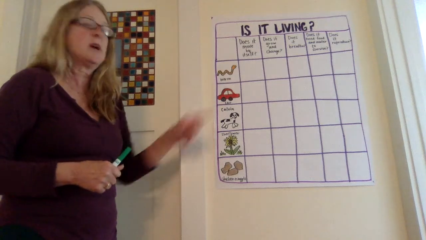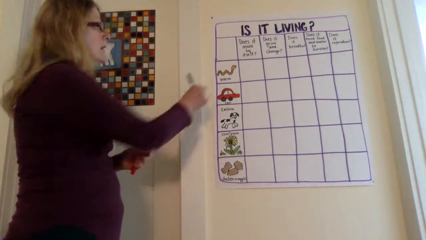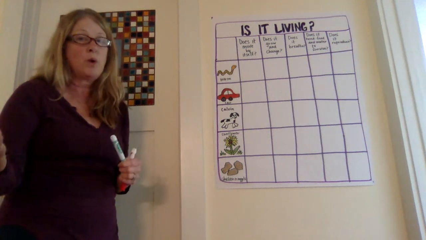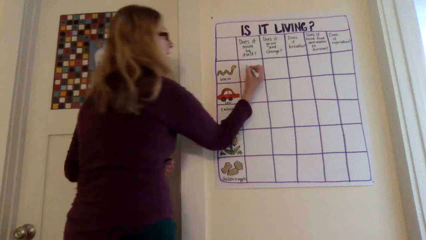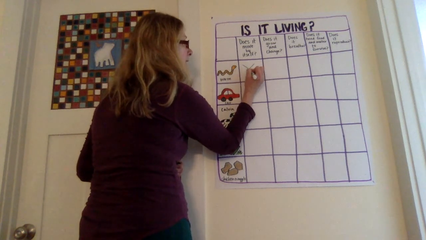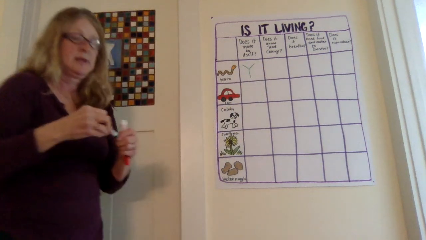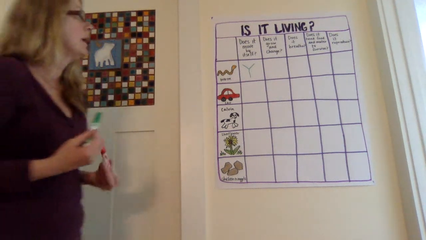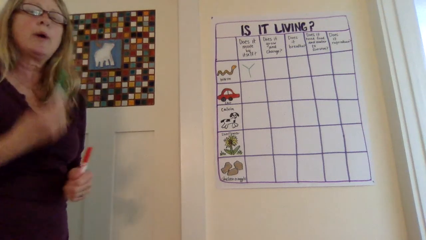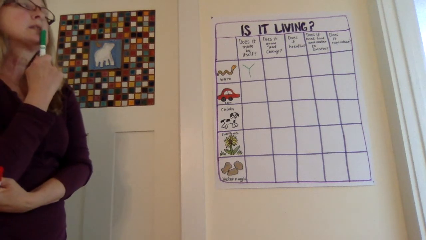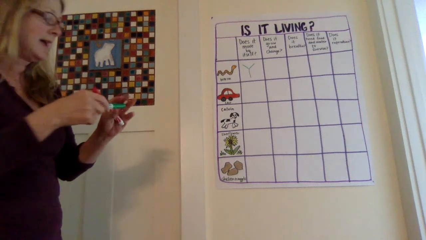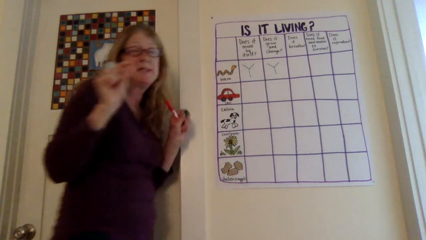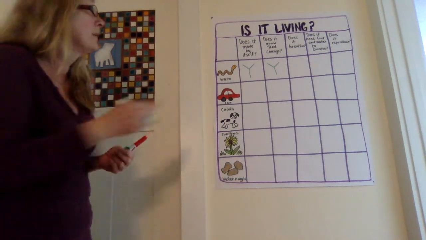Let's start with this object. It is a worm. So we ask, does it move by itself? What do you think? I think yes. So I'm going to put a Y for yes in green. If it's no, I'm going to put an N that's red for no. Okay, does this worm grow and change? Let me think. Does a worm grow and change? And yes, I know that that's true, because worms start out very small and then grow bigger.